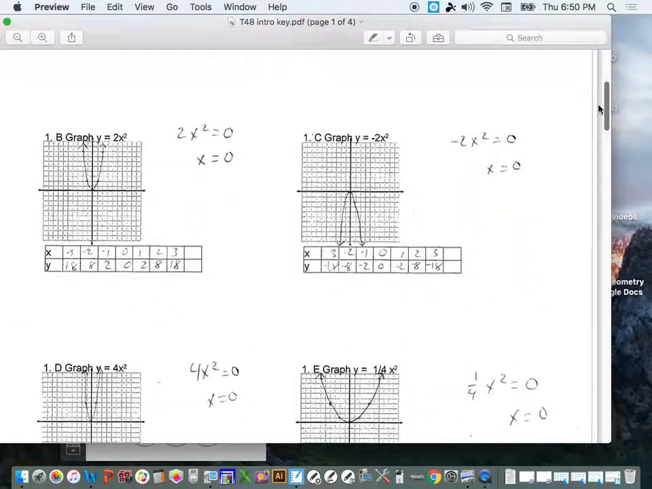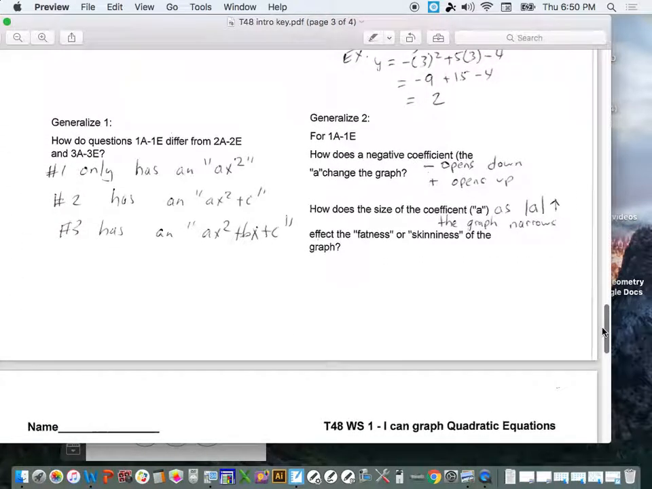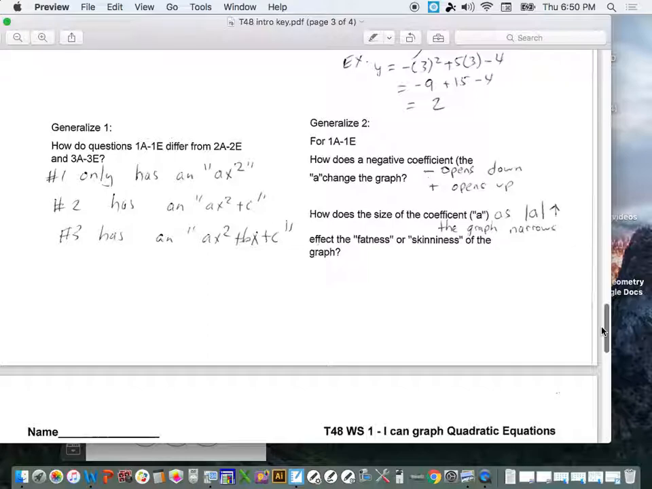We talked about the patterns that we saw with the different types of equations in the generalized questions, and that ties to how we can graph these quadratic equations. All the problems in number 1 just had an ax squared term. All the problems in number 2 had ax squared plus c, and all the problems in number 3 had all three parts of a quadratic equation, ax squared plus bx plus c.